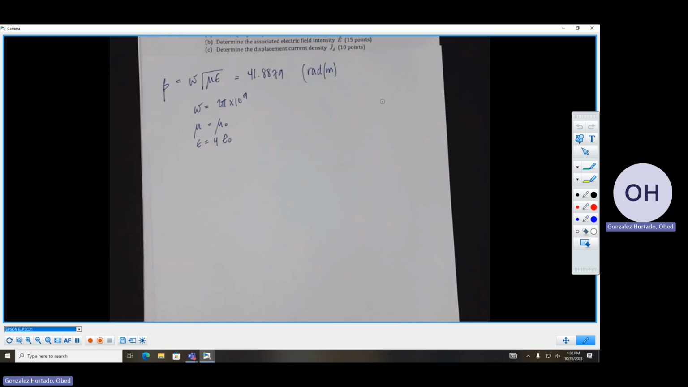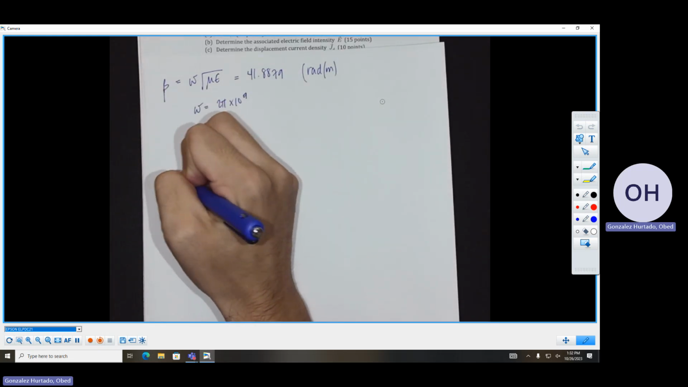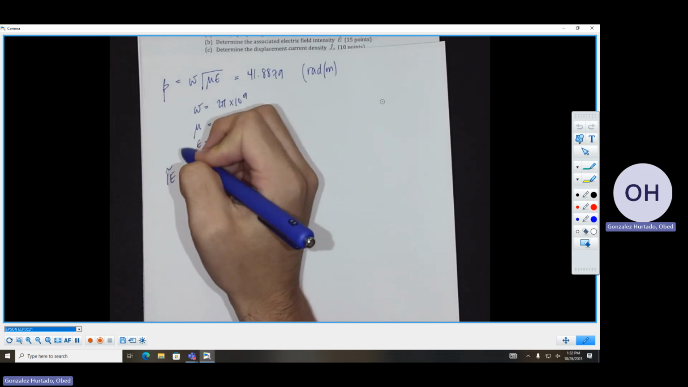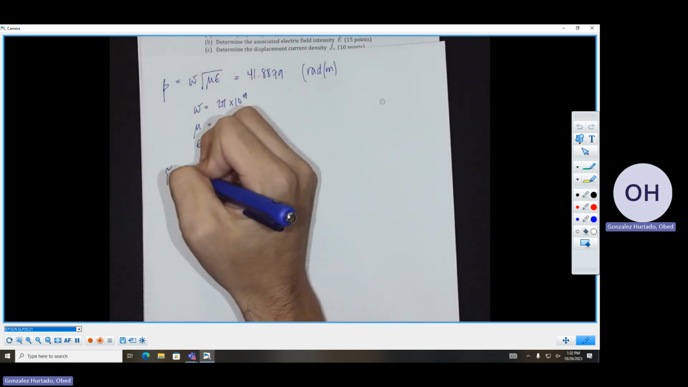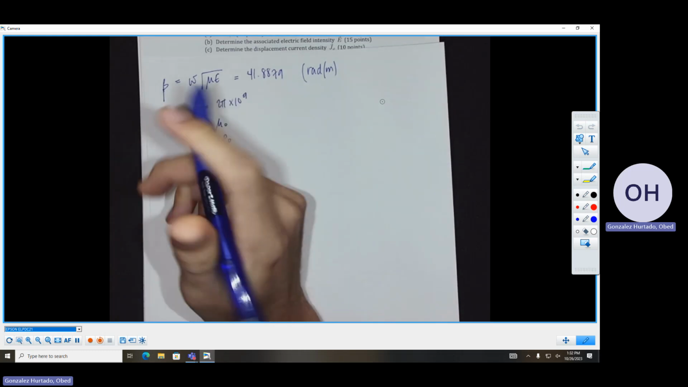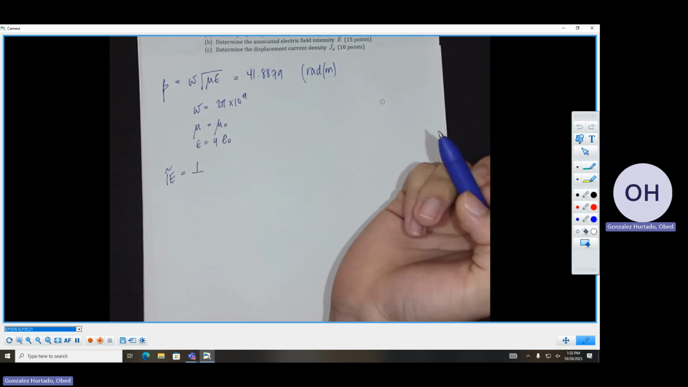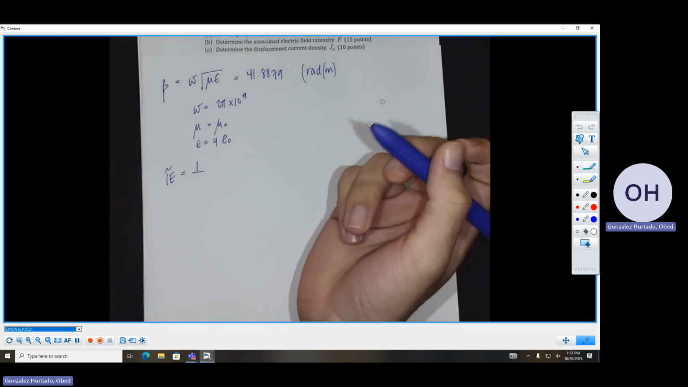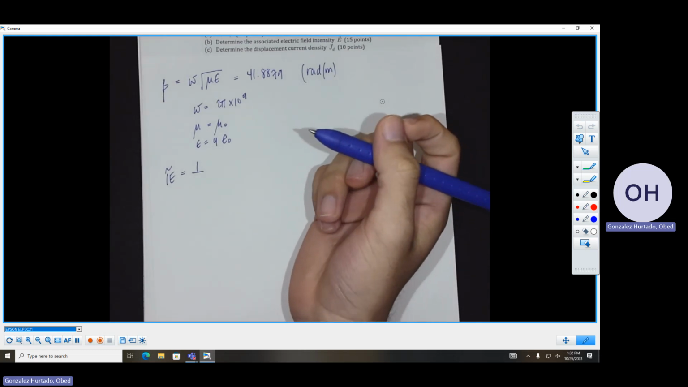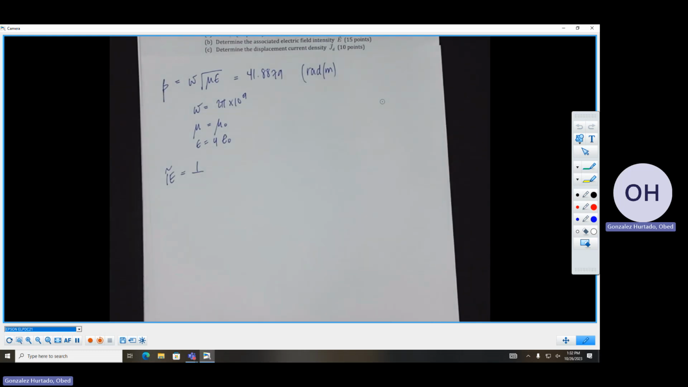Okay, now we have to find the electric field intensity. Please do not mess up on this, because we're going into complex. It just makes it a lot easier. So at the end of chapter 6, you're given this equation in which we relate the electric field intensity to the magnetic field intensity under certain parameters, time varying.